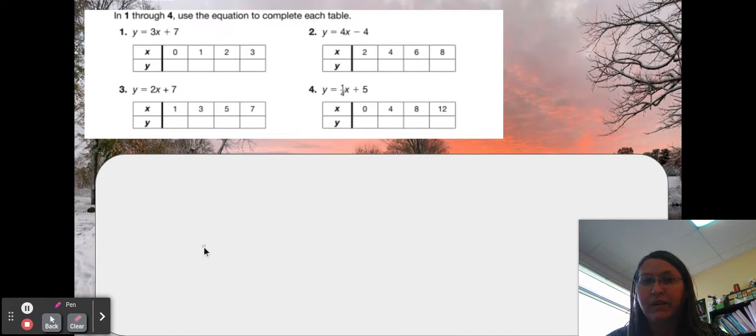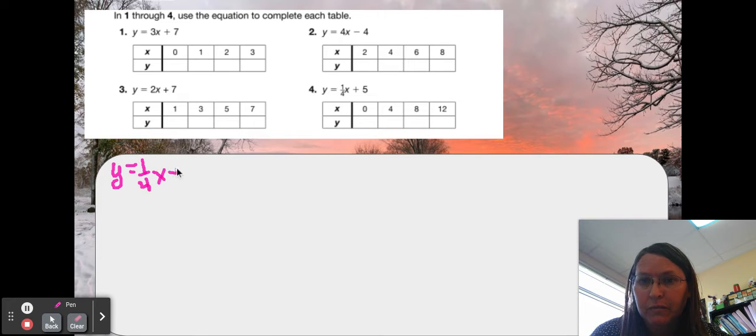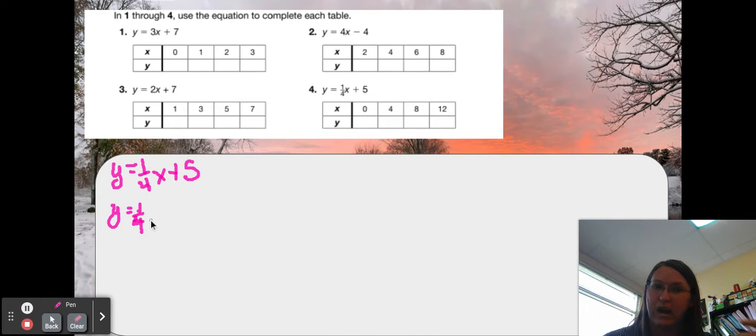Let's look at number 4. 4 is a little trickier, so I'm not going to write them all down right at once. I am going to need the space. So if I have y equals 1/4 x plus 5, I'm going to substitute. If I am multiplying by fractions, I want all of them to be fractions.